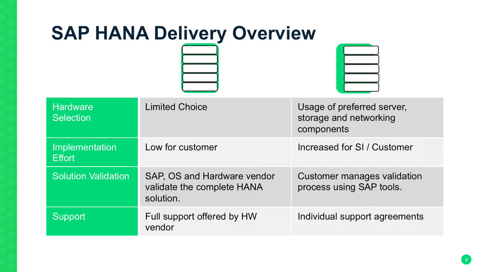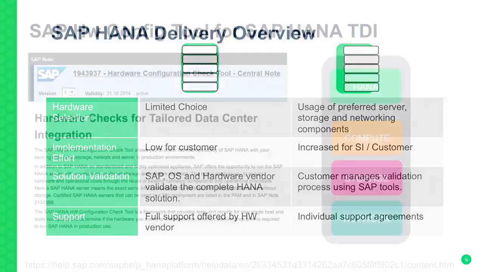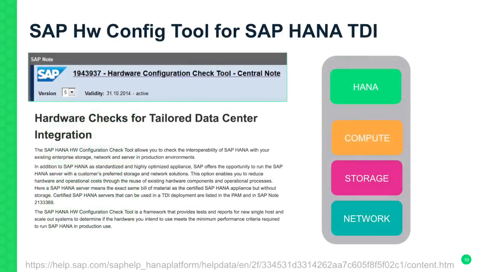In terms of validation, obviously the appliance is fully validated by all parties involved, but on the TDI side, it's the customer or the SI that has to manage that validation. The way they do that is with the hardware check tool from SAP, which you can just download. Very easy to install. It's a little JSON file which you have to edit to say what you're checking. Sometimes it'll be the SAP support team that'll ask you to run the checks on the storage and the network. But you can check your landscape pretty easily to make sure the compute side of things works perfectly okay.